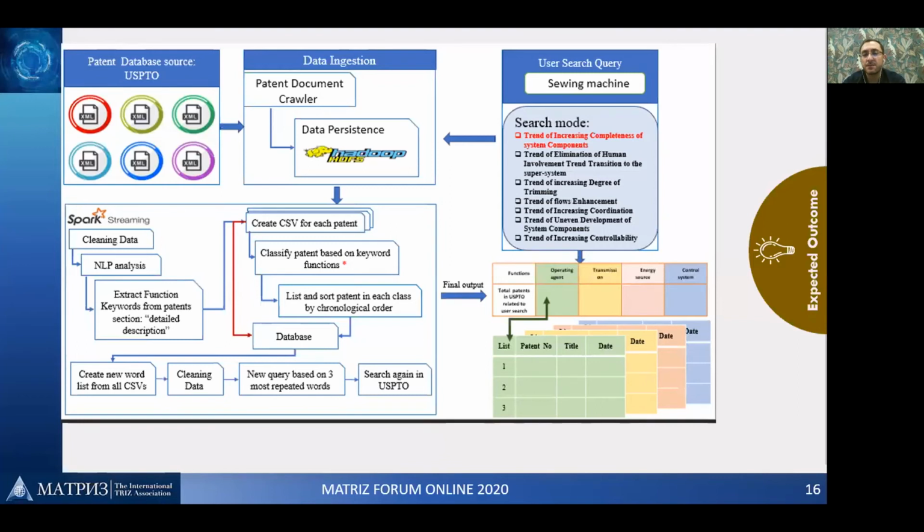Our proposed framework, as you can see on the right side of this screen, is a front-end system where users can, in our case, search for the sewing machine. Then they can select a trend of increasing completeness of system components. And then in the backend, the system will crawl patents from USPTO. Then data will go through NLP analysis and machine learning techniques to classify those patents based on OTEC.